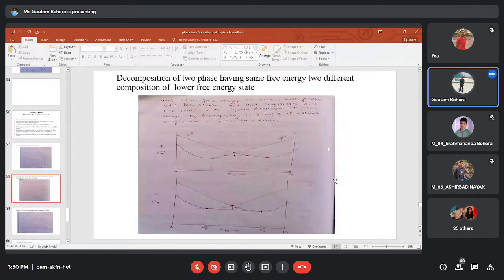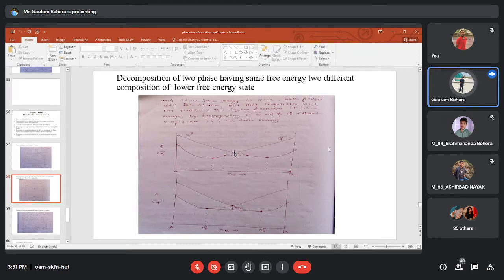Just have a look. I'll show you the diagram here. So this is the intersection point. See, this is the alpha free energy curve. This is the beta free energy curve versus composition. At this intersection point, the free energy of alpha and beta are the same. Both will exist; both have the same free energy. Both are stable. But this composition will not remain now. The composition will change.